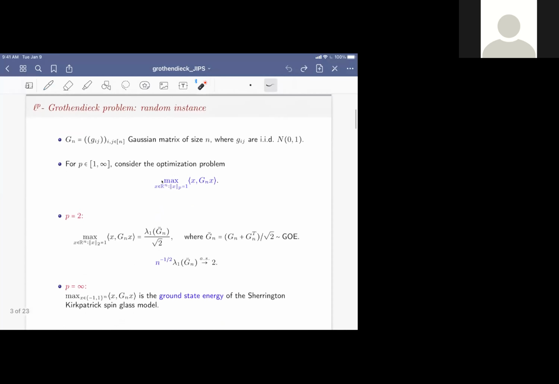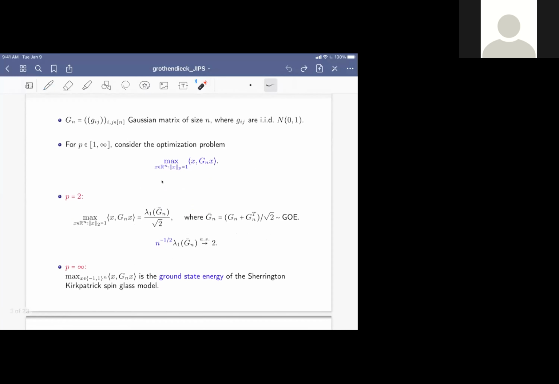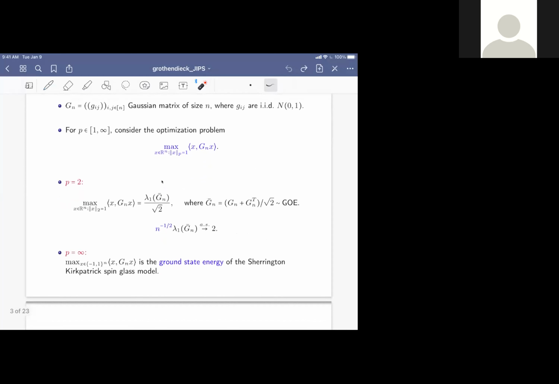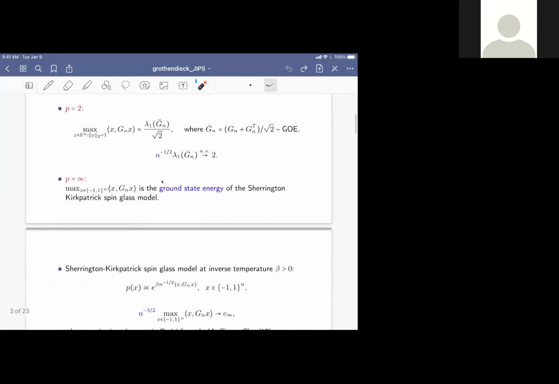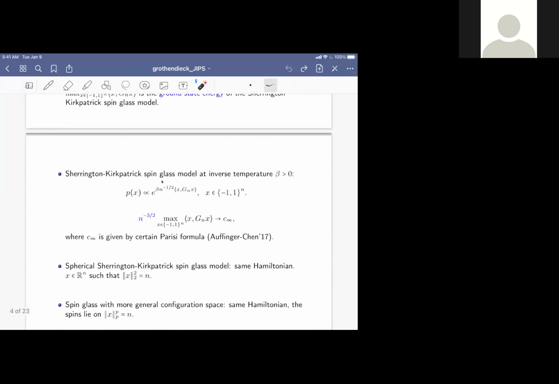Of course, the easy case, as always, is p equal to 2. In this case, the maximum value is basically the top eigenvalue of the GOE, and it scales like 1 over square root n, so this is trivial. But even for p equal to infinity, the problem becomes non-trivial, because now we are optimizing over the discrete hypercube, and this turns out to be the ground state energy of the Sherrington-Kirkpatrick spin-glass model. I think many of you know what the Sherrington-Kirkpatrick spin-glass model is, but let me just tell you in a sentence.